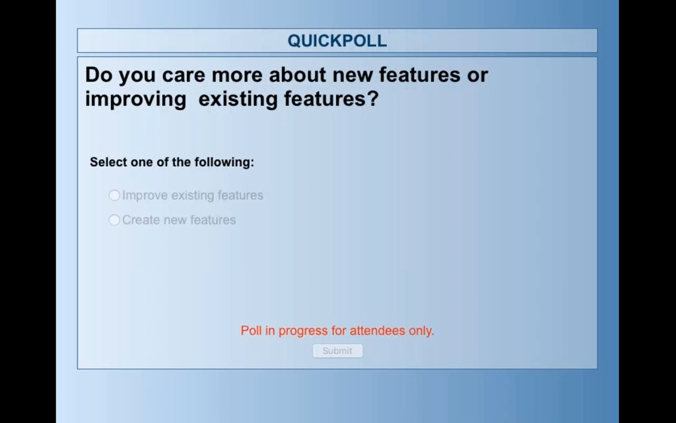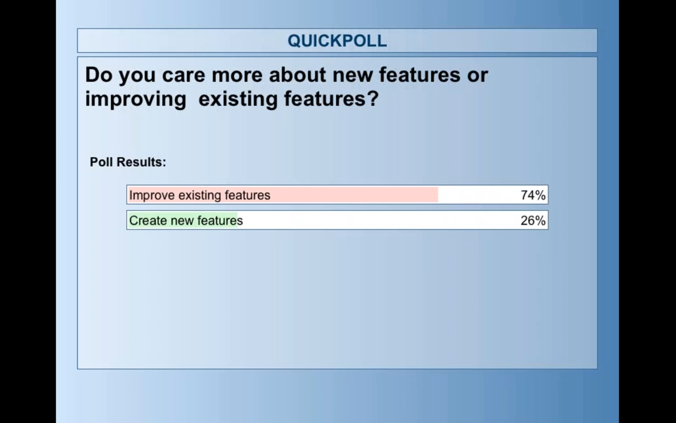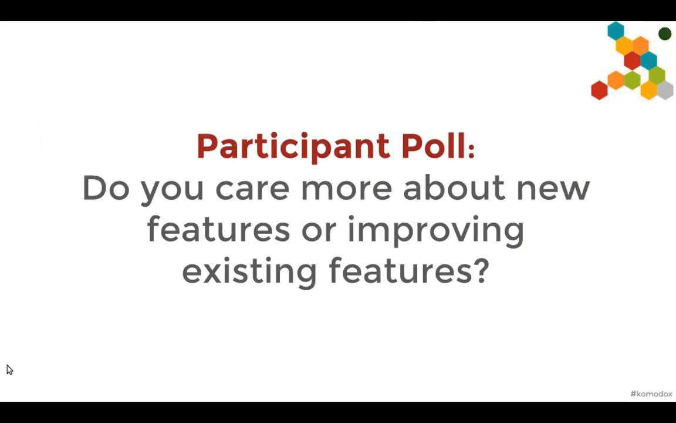There was actually an interesting news article I read a short while ago where it said that existing users mostly prefer having their features improved, whereas potential users prefer getting new features. So it'll be interesting if we see the 60-40 again. A little bit more polarized towards improving. Interesting. That's very interesting. Cool. All right. Let's move on.